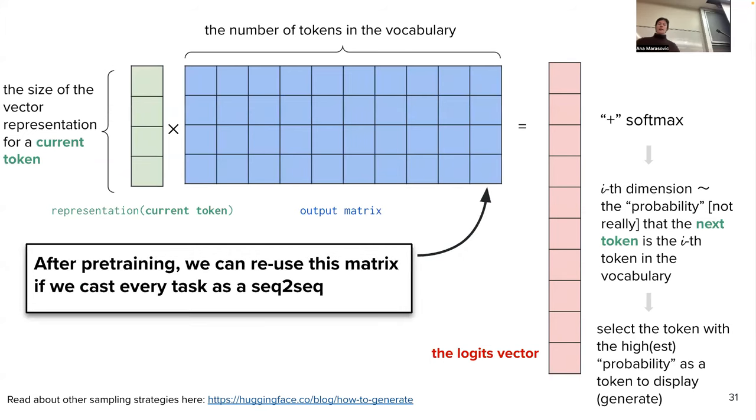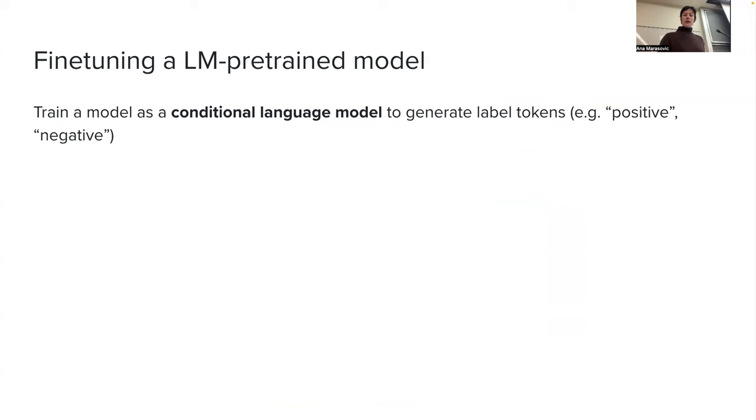And as I hinted when I was answering your questions, after pre-training, we can reuse this matrix if we cast every single task we have as a sequence-to-sequence task. So you're doing classification, but instead of what we were doing before, you're trying to generate your labels, such as positive or negative. So basically, you approach training a classifier as training a conditional language model, where the model has to generate words such as positive or negative.